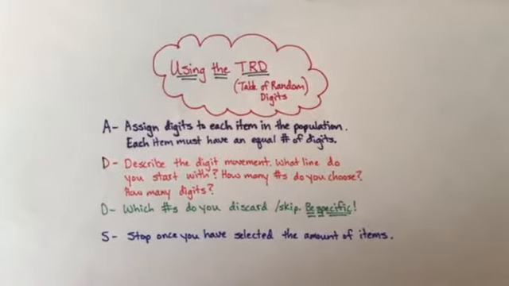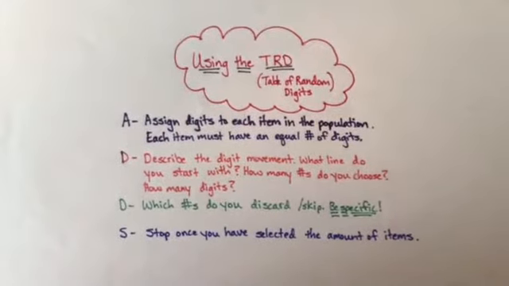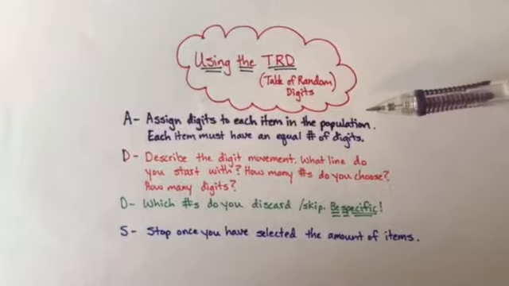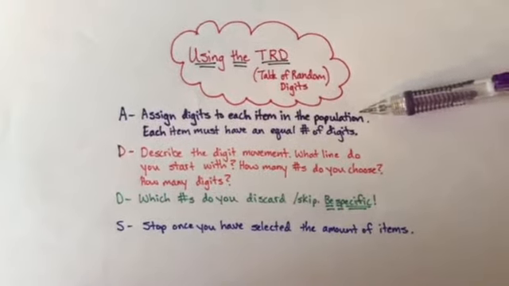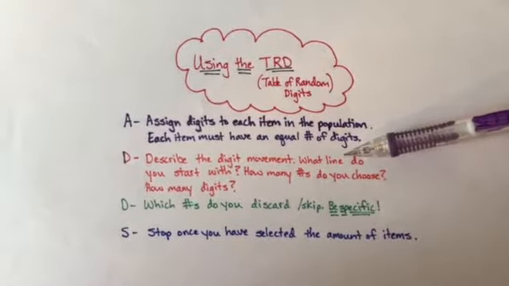All right, let's talk about using the table of random digits. There are a couple steps we look for when we're using our table of random digits. The first step is to assign digits to each item in the population. Make sure each item has an equal number of digits. We then describe the digit movement.